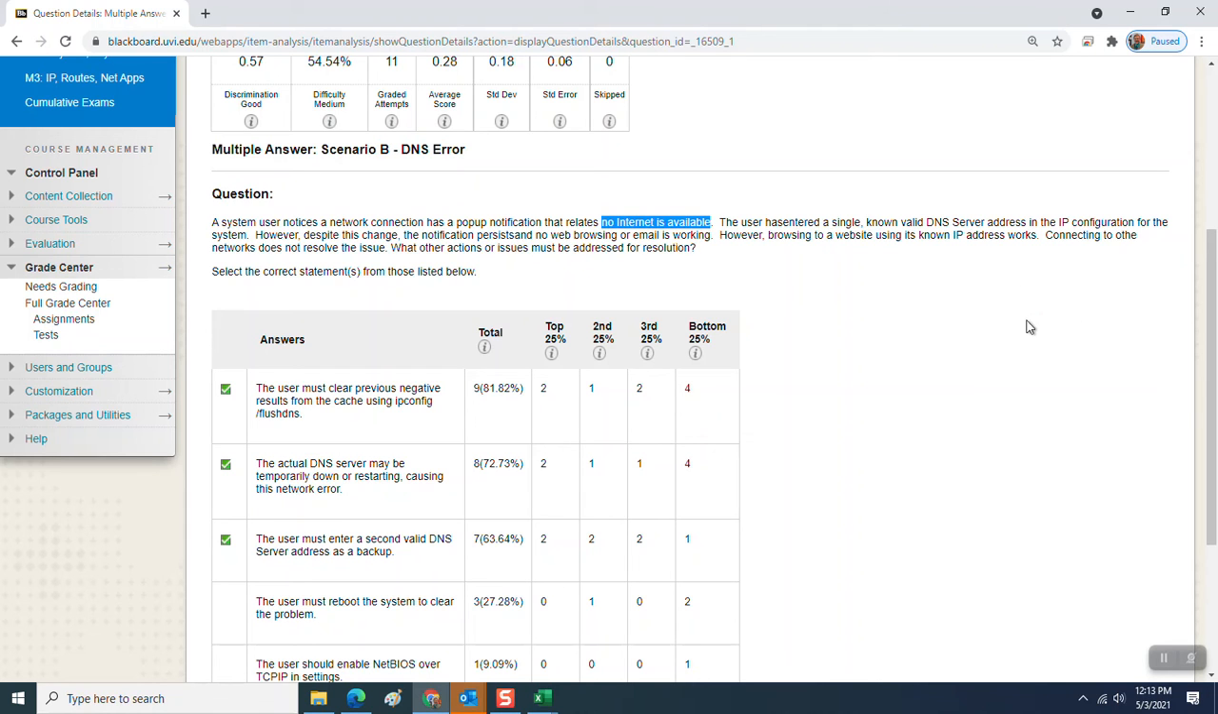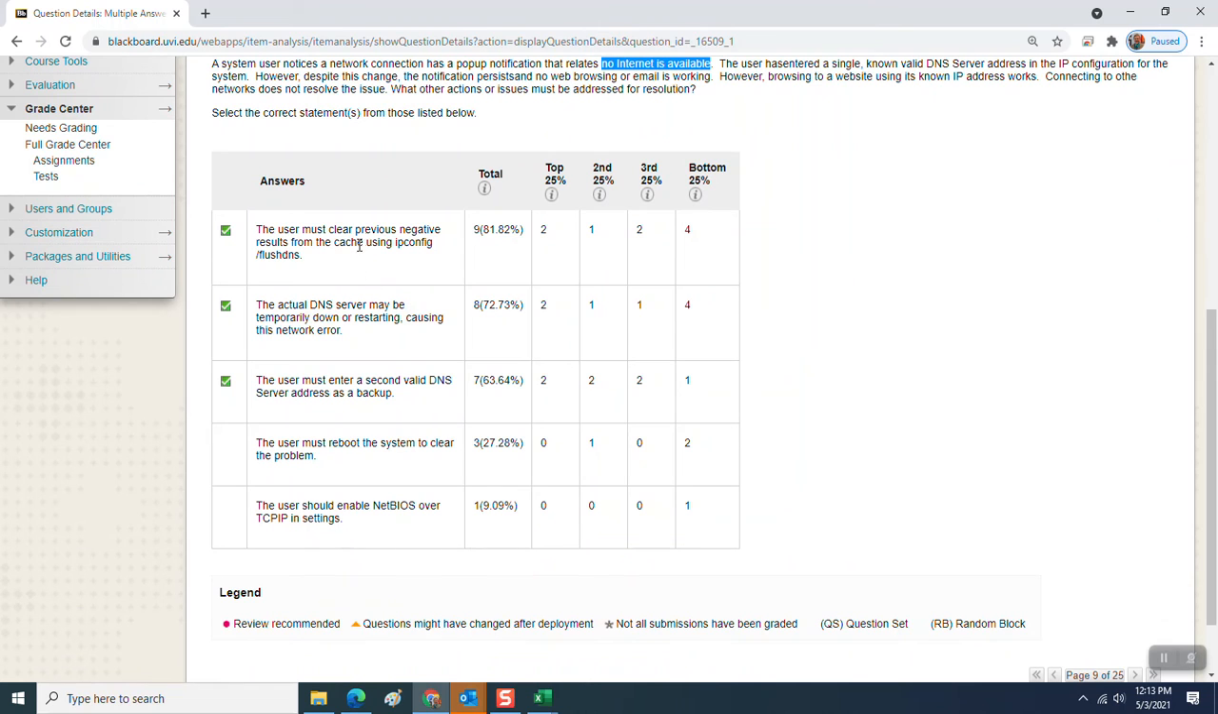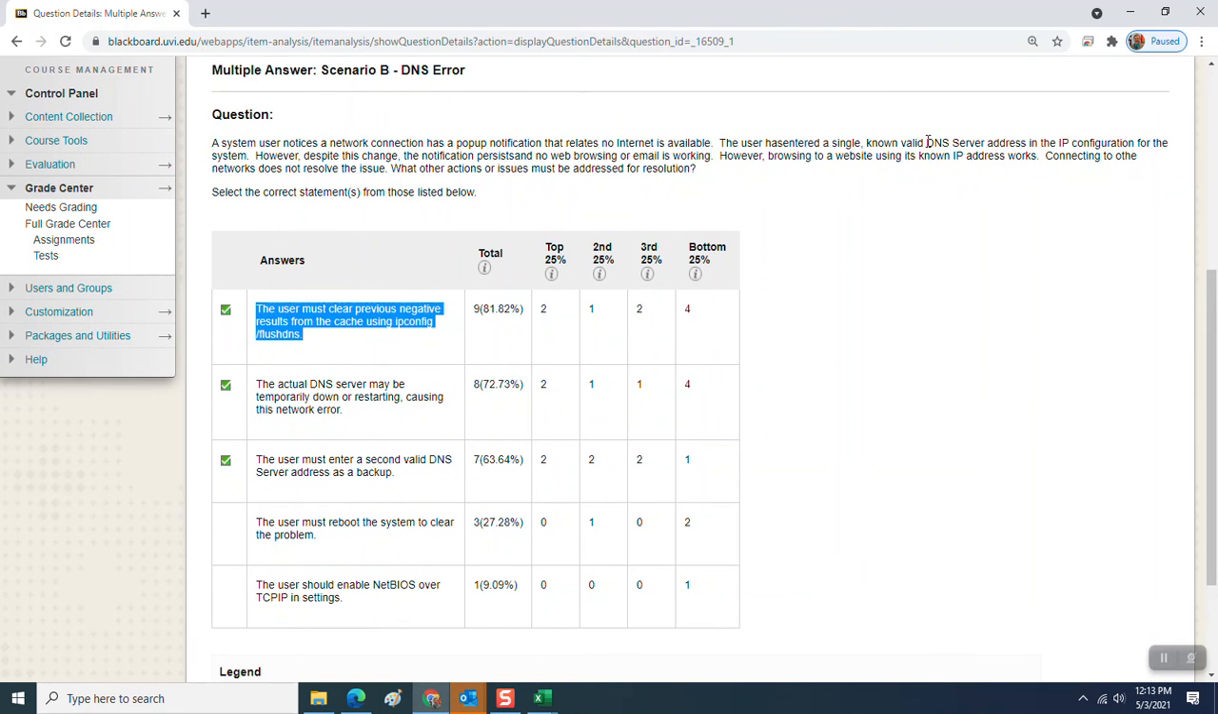So if you connect to other networks, you're connected with Ethernet, you're connected with wireless, you still can't get it, but you have this known valid DNS server in there. What do you do to correct this? The user must clear the previous negative results from the cache using the IP. So when you had a problem before you made the change, there were negative results that accrued in the memory, the DNS cache, on the local system. So that has to be cleared with ipconfig /flushdns.